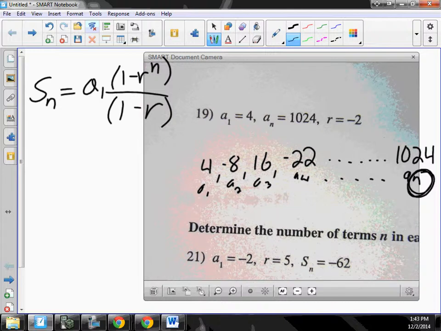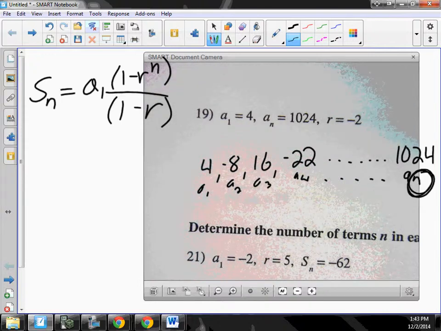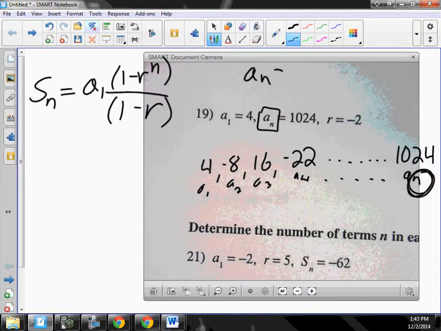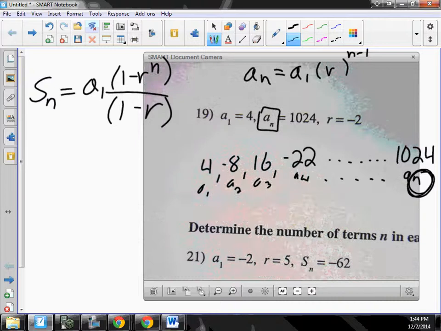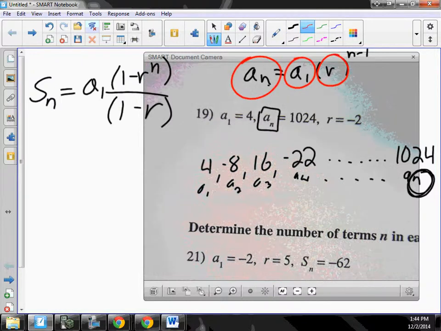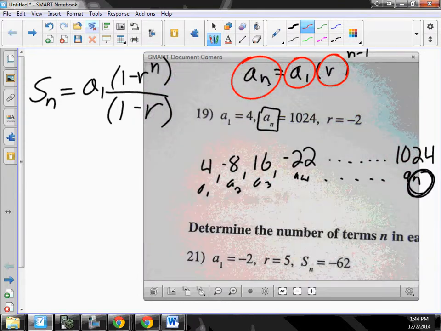So, what is the a sub n formula? We just went over it a minute ago. A sub n equals a sub 1 times r raised to the n minus 1. So if I want to know n, what parts of this equation do I already know? I know this one, I know this one, and I know this one. I can use those to find n. The trouble is, when the variable is in the exponent, I can't solve it using algebra, at least not yet.